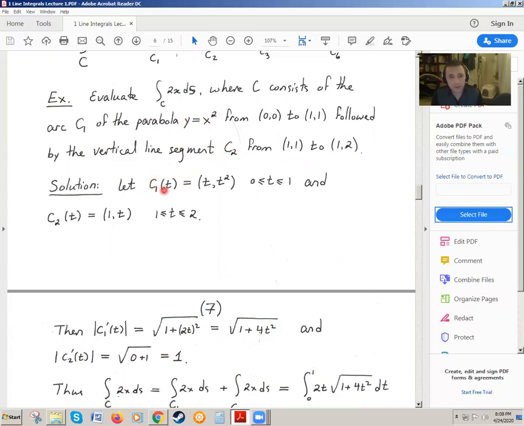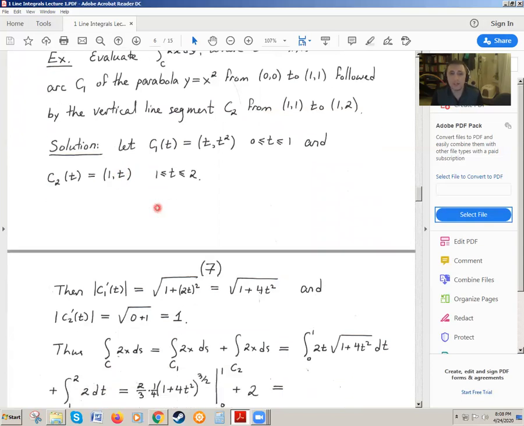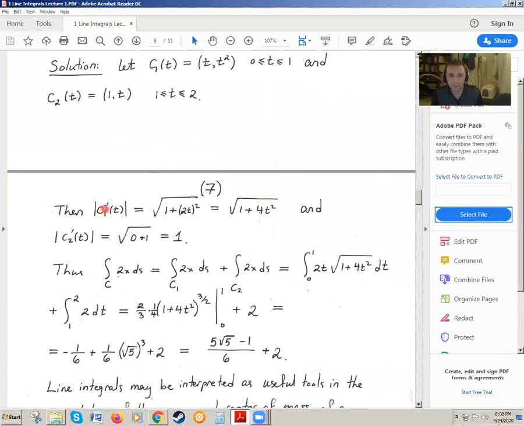So the curve C1 can be simply described as the graph of this parabola, t squared, for t between 0 and 1. And the second curve, C2, is a curve where I'm only moving vertically, so I don't bother with the x coordinate, but the y coordinate is changing from 1 to 2. Then I need to calculate the magnitude of the vector C1 prime and the magnitude of the vector C2 prime. So C1 prime of t is the root of 1 plus 2t squared, which is the root of 1 plus 4t squared. Okay, what is this measuring?